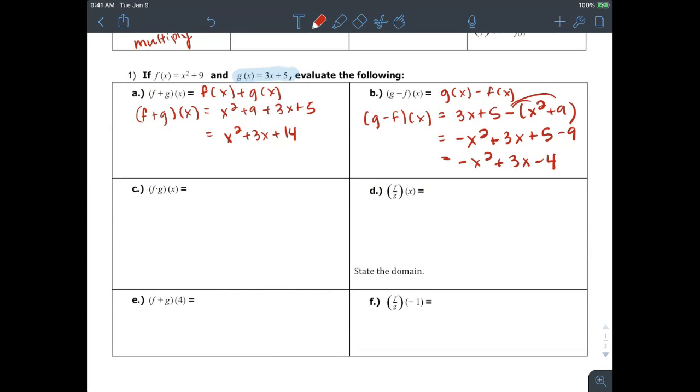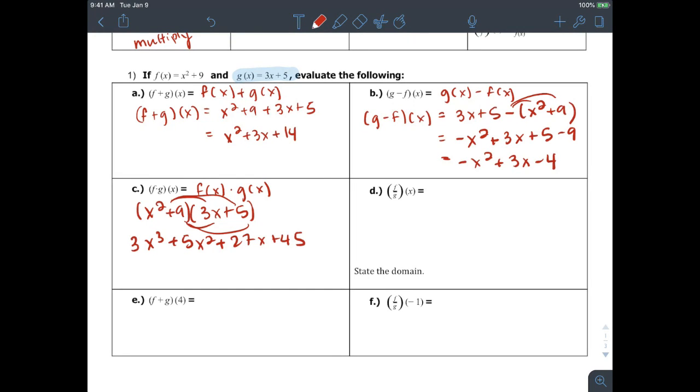Okay. Next, f times g. Does the order matter? Nope. So this is f of x times g of x. Multiplication, you can multiply 1 times 2 or 2 times 1, you still get the same answer. So we get x squared plus 9 times 3x plus 5. And we either area model that or distribute. Okay, so I get 3x cubed plus 5x squared plus 27x plus 45. And there are no like terms to combine.